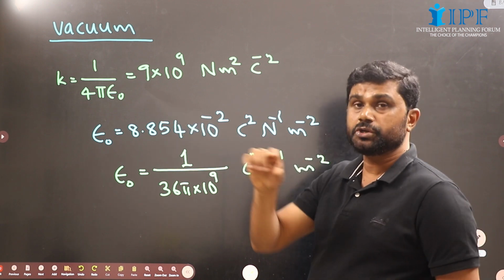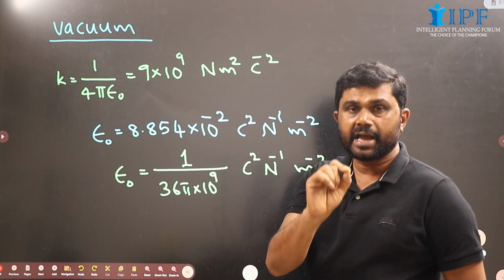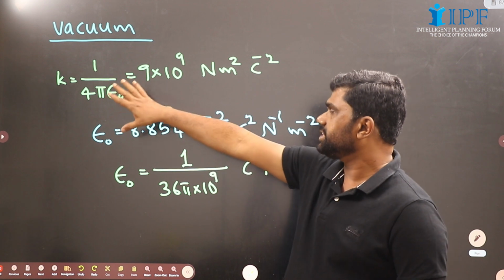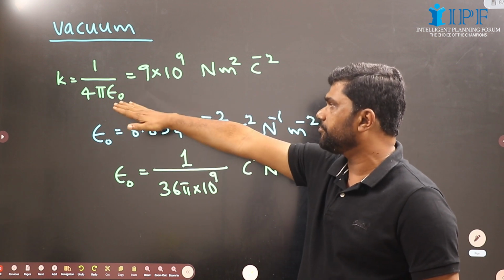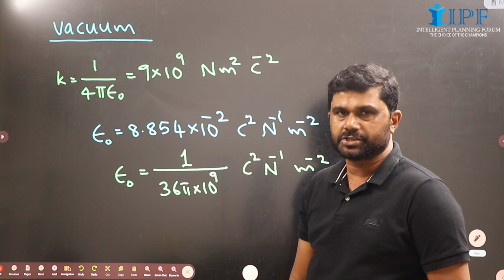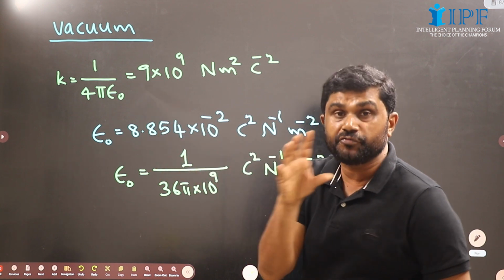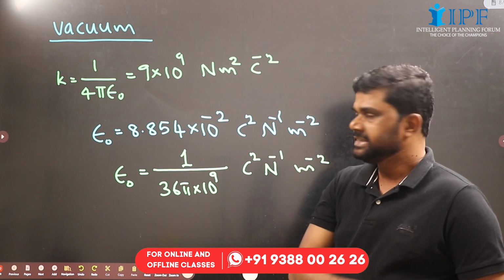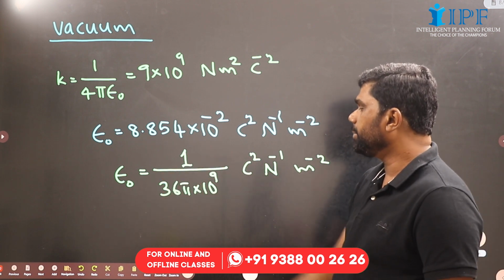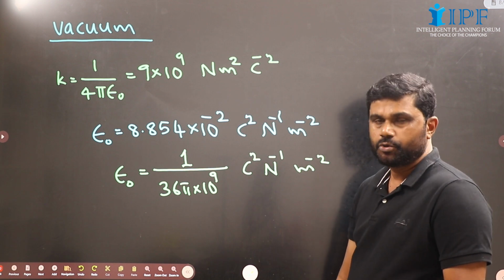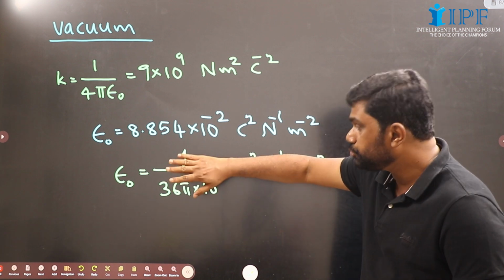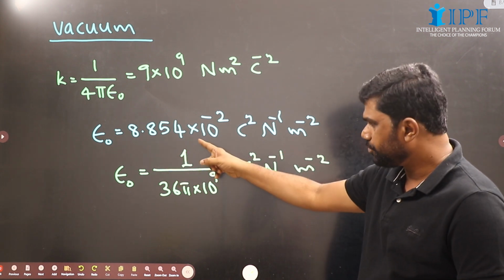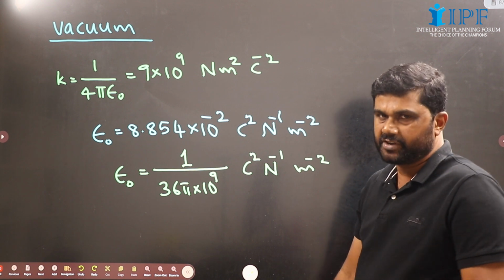This epsilon 0 is the permittivity of vacuum, and it is equal to 8.854 into 10 raised to minus 12. But all of you must know that 1 by 4 pi epsilon 0 equals 9 into 10 raised to 9. From this value we will get the most useful, beautiful value for epsilon 0, that is epsilon 0 equal to 1 by 36 pi into 10 raised to 9. You have to use this value, or this form. When you calculate this, you will get 8.854.